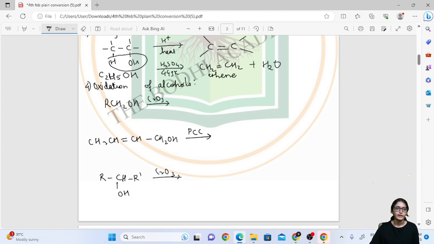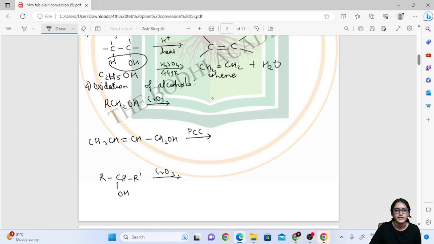Then we have the oxidation of alcohols. While studying the preparation of alcohols, we had studied that when you reduce an aldehyde or ketone, we get the respective alcohol. Reduction is the opposite of oxidation. So if you are reducing the respective compounds and getting the alcohol, then if you carry out the oxidation of alcohols, you will get the same compound again. Let me give one example to you.